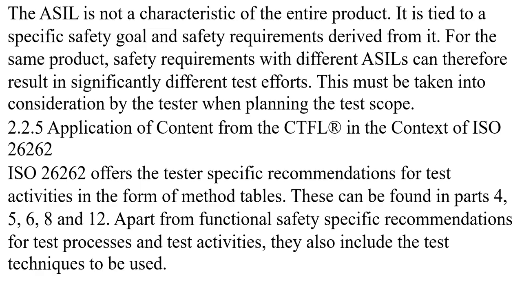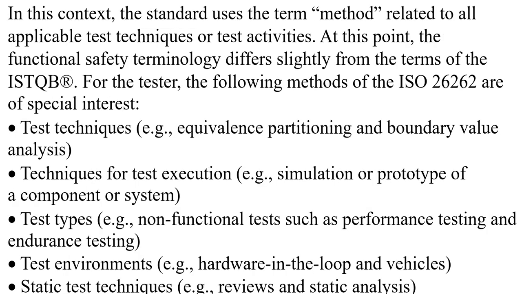ISO 26262 offers the tester specific recommendations for test activities in the form of methods tables. These can be found in parts 4, 5, 6, 8, and 12. Apart from functional safety, specific recommendations for test processes and test activities, they also include the test techniques to be used. In this context, the standards use the term methods related to all applicable test techniques or test activities.